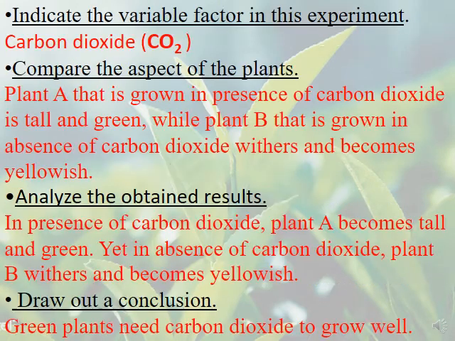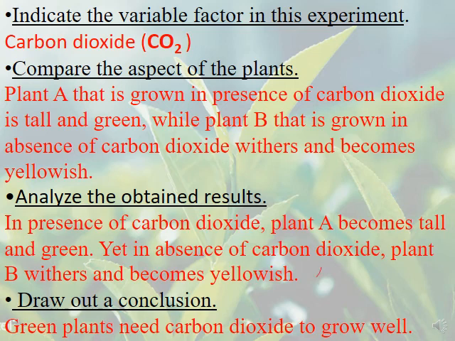So the variable factor is the carbon dioxide, CO2. Aspect of the plant: let's compare them. So plant A that's grown in the presence of CO2 is tall and green. However, in the absence of CO2, plant B withers and becomes yellowish and finally it will die. So analysis: in the presence of carbon dioxide, plant A becomes tall and green. However, in the absence of carbon dioxide, there is no CO2. Plant B withers and becomes yellowish and finally it will die.